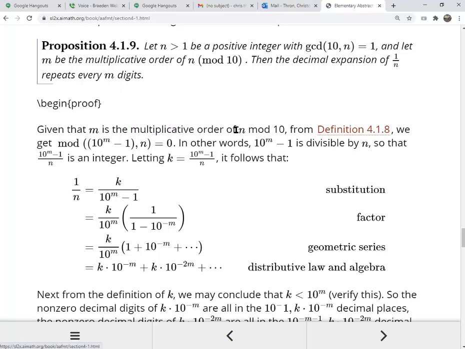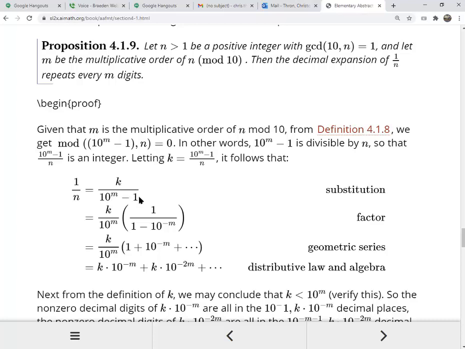Given that m is the multiplicative order of n, that means the remainder of 10 to the m is 1. So 10 to the m minus 1 is divisible by n, or I can write it this way: 10 to the m minus 1 over n is an integer. Let k be this integer. So 1 over n is k over 10 to the m minus 1.